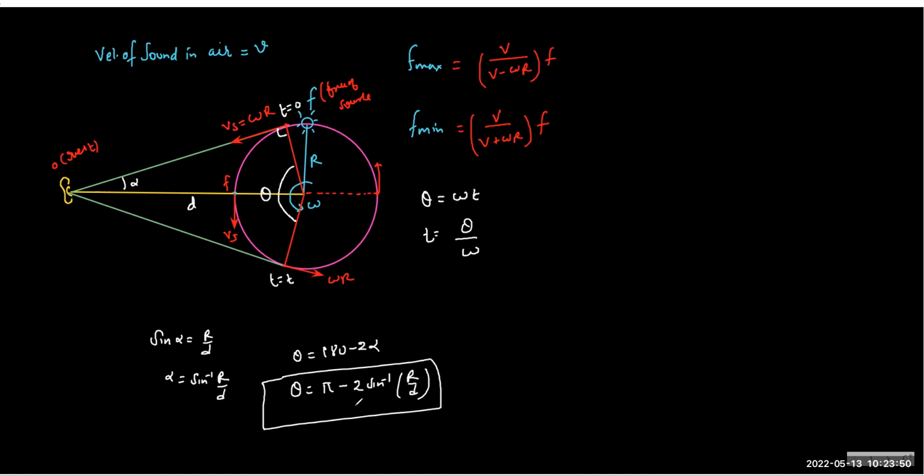So they may give you the d as a suitable value. Let's say they may give you d equals 2r, so it becomes 30 degree, which is a very nice answer, and you can solve. So I think we're done with this part.